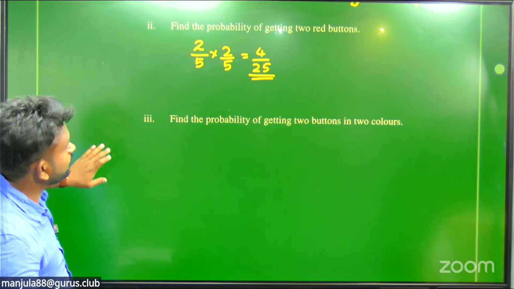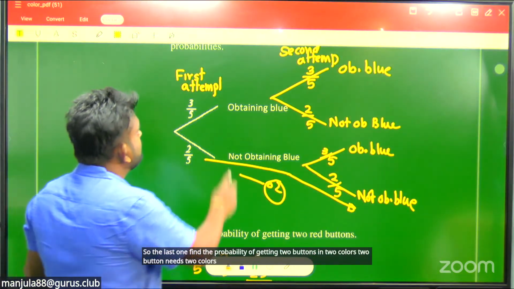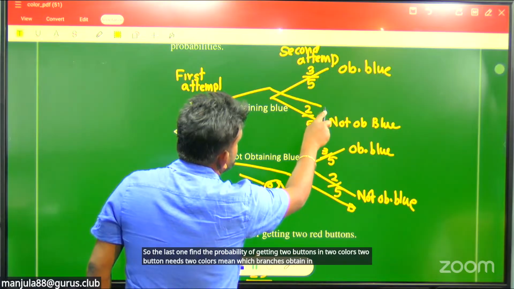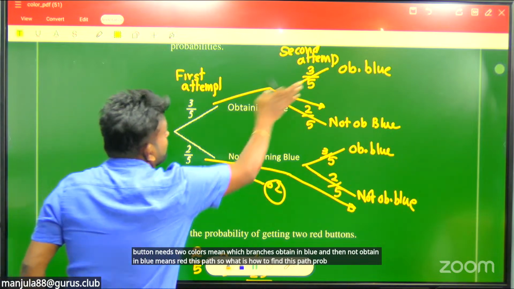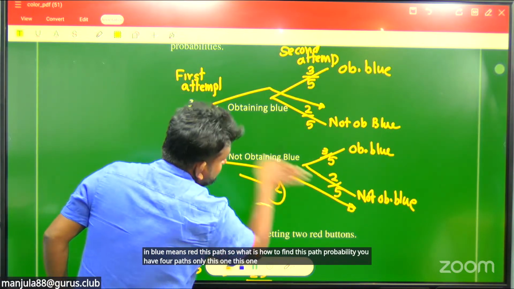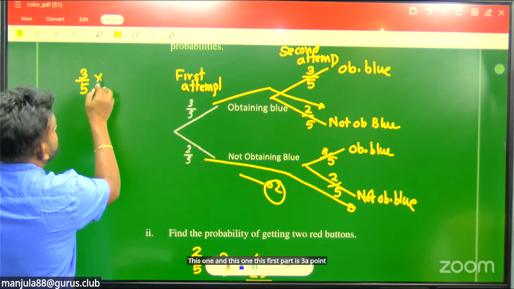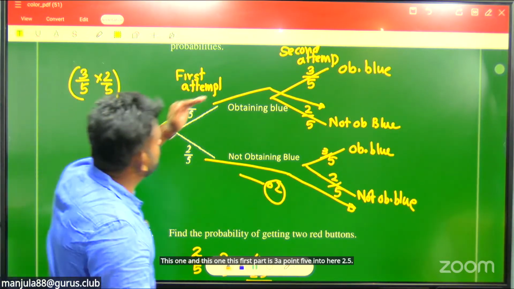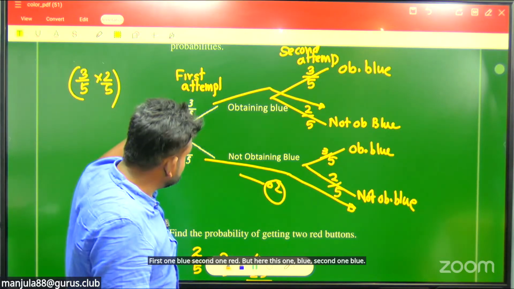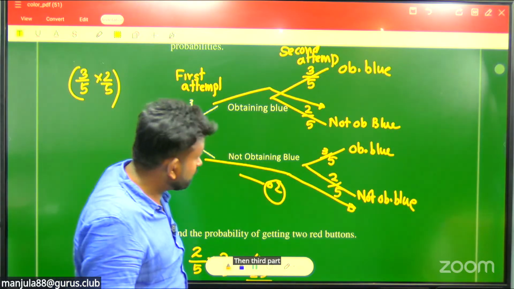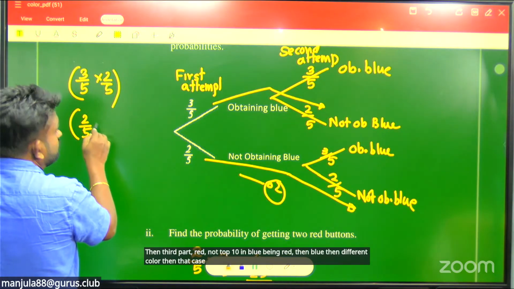So the last one, find the probability of getting two buttons in two colors. Two buttons in two colors means which branches? Obtain blue and then not obtain blue, meaning red. This path. So how do we find this path's probability? You have four paths only. This one, this one, this one, and this one. The first path is 3 upon 5 into 2 upon 5, first one blue, second one red. But this path is first one blue, second one blue. Then the third path is red, not obtaining blue, then blue, a different color. That case is 2 upon 5 into 3 upon 5.